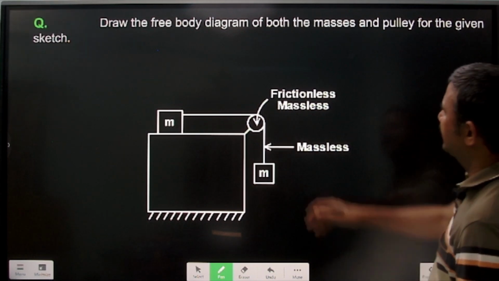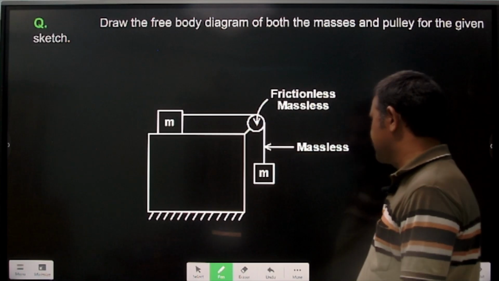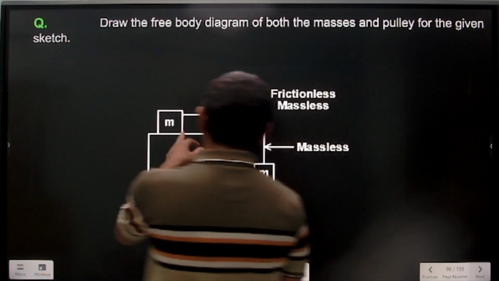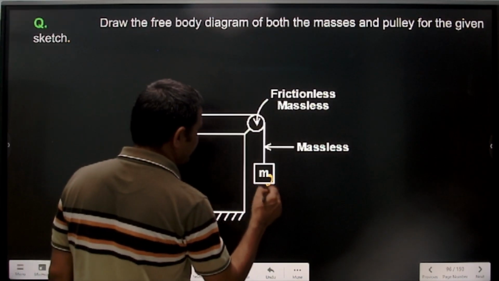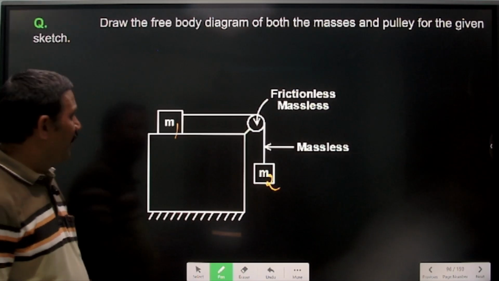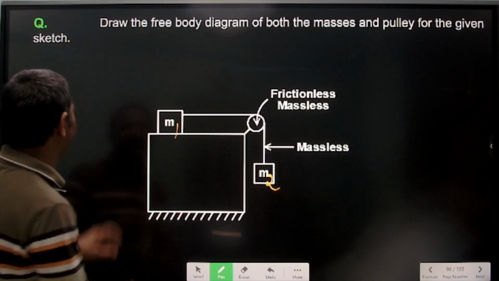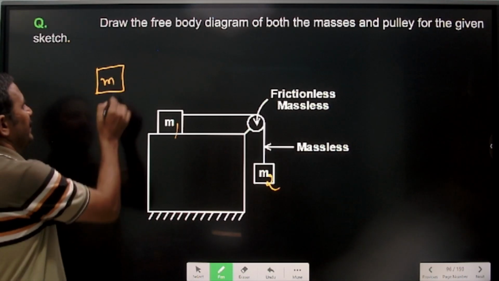And here in this case, draw the free body diagram of both the masses and pulley for the given sketch. So in this case, the free body diagram of this body mass, assume this mass is M1 and this mass is M2. So how to draw the free body diagram of this body? First separate the body from the diagram. So here I am writing M1 is here. So M1 free body diagram.